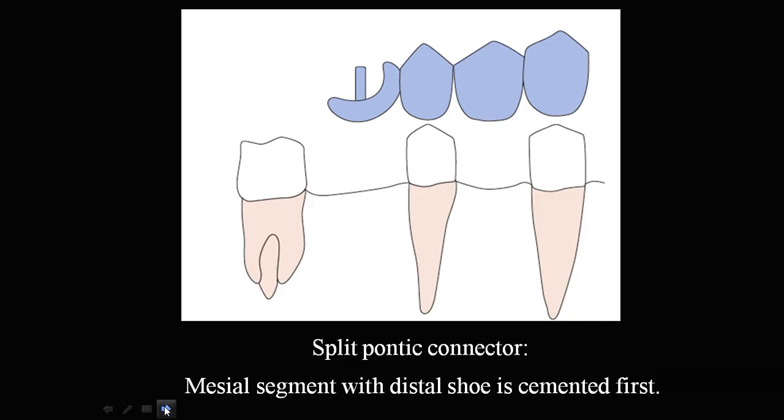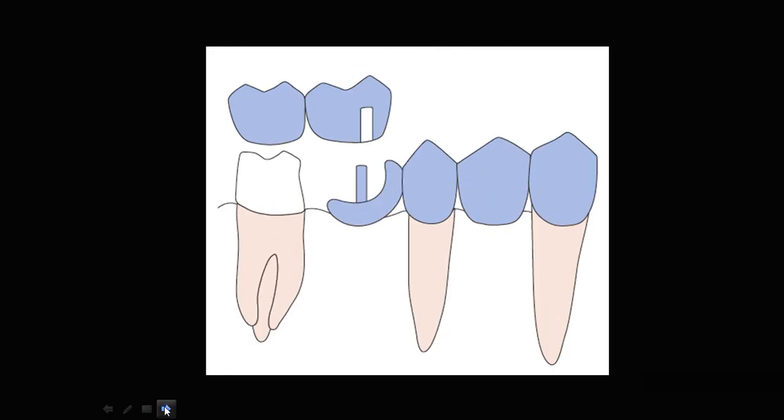This is a diagrammatic representation of the split pontic connector. As you can see here, the mesial segment, which is cemented first, has the distal shoe incorporated in its design. This is a diagrammatic representation of the distal half of this non-rigid connector design.